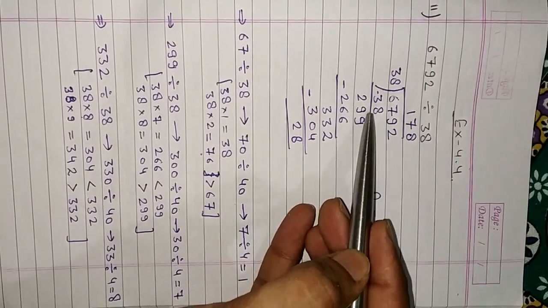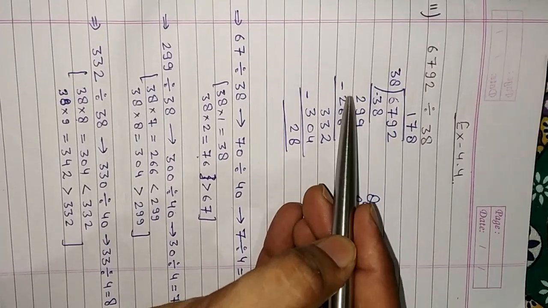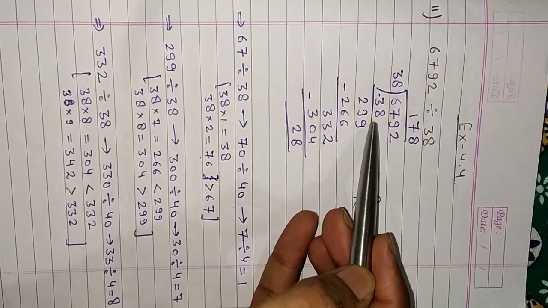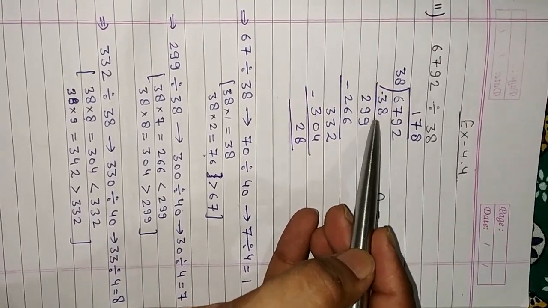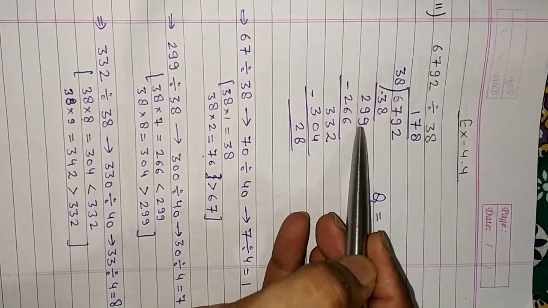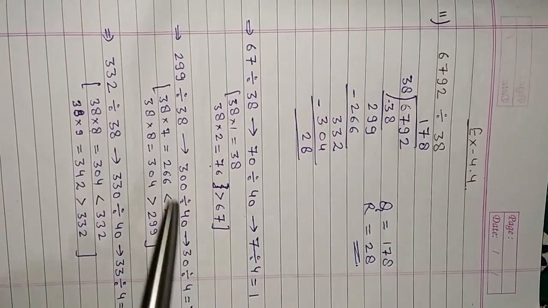38 ones are 38. Now subtract 38 from 67. We get 29. Now carry 9. Because 29 is smaller than 38, we will carry the number 9. 299. Now we have to divide 299 by 38.